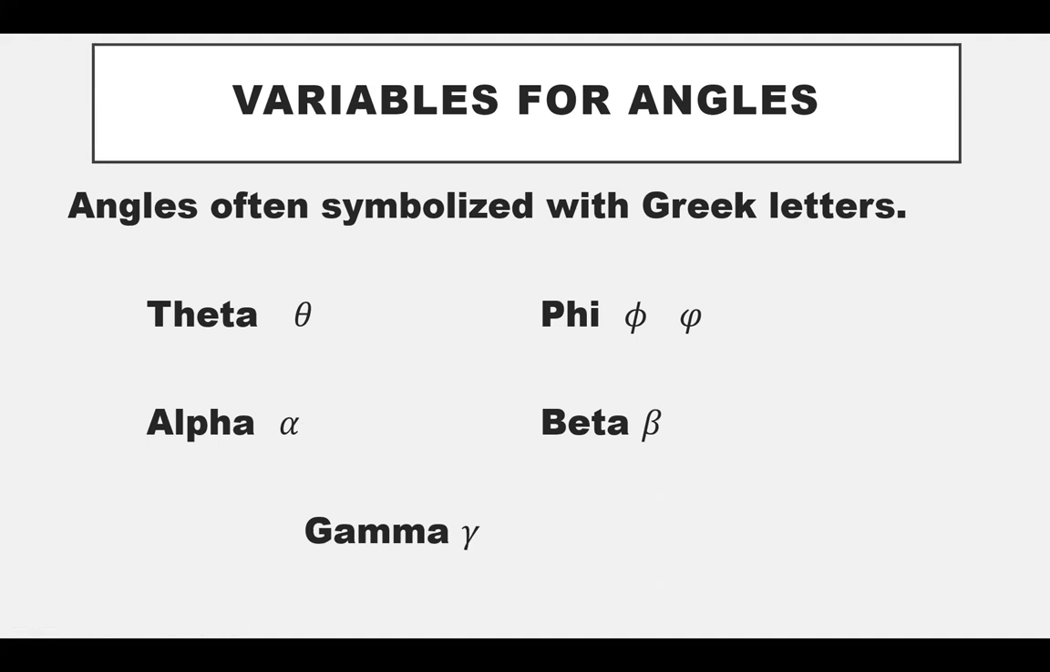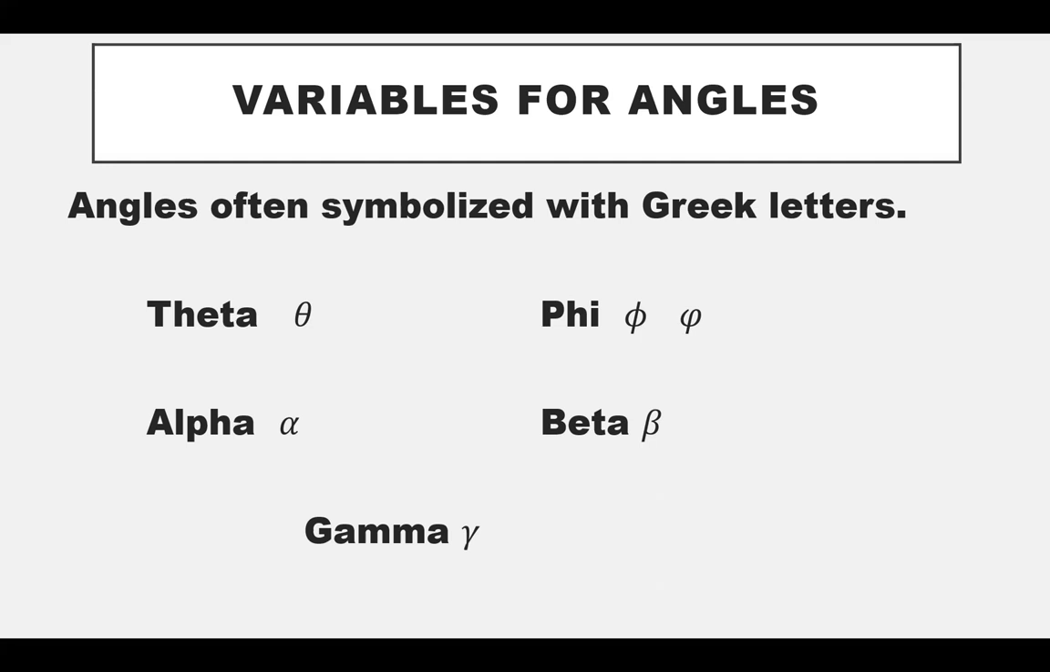Now, just as a side note, a lot of times with angles, we will symbolize them with Greek letters. Theta, phi, alpha, beta, and gamma are all pretty common angle measurements. Probably the most common one in this class is theta. But when we deal with triangles, we'll use alpha, beta, and gamma a lot as well.